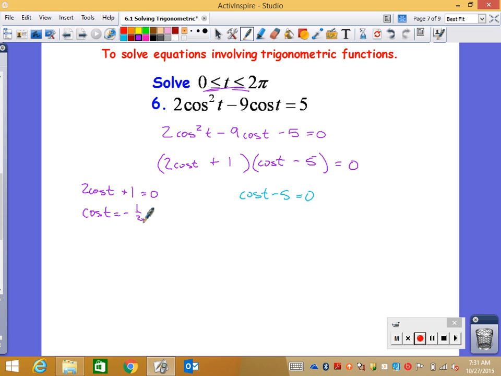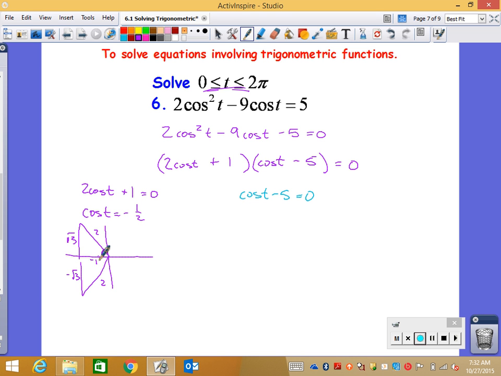Again, set up your triangles. Since cosine is negative, using all students take calculus, I'm in quadrant 2 or quadrant 3. Let's do quadrant 2 first. I have a -1 x value, 2, √3. Same thing, a -√3 though, 2. What's my reference angle there? It's a 30, 60, 90 triangle, with the opposite being square root of 3. So my reference angle is here 60 degrees, or since I'm in radians, pi over 3.